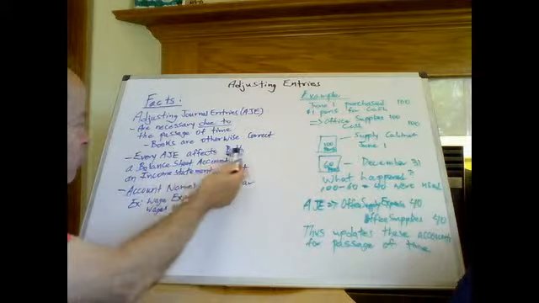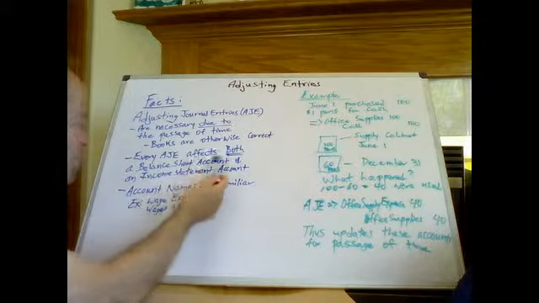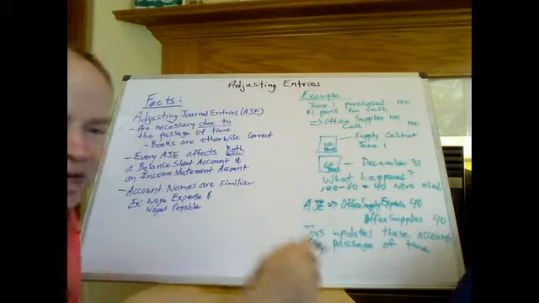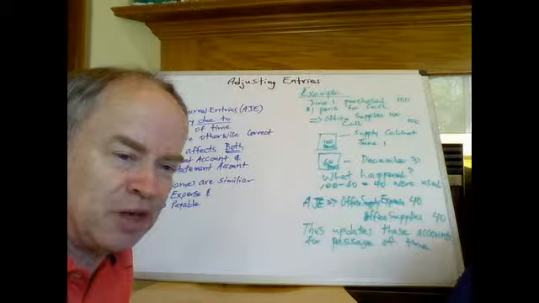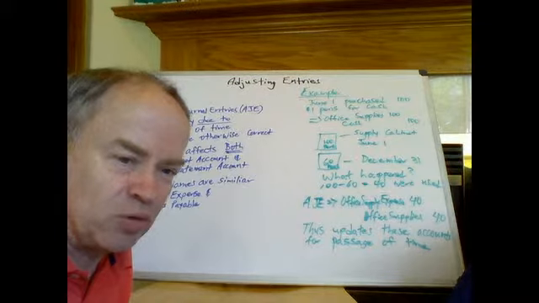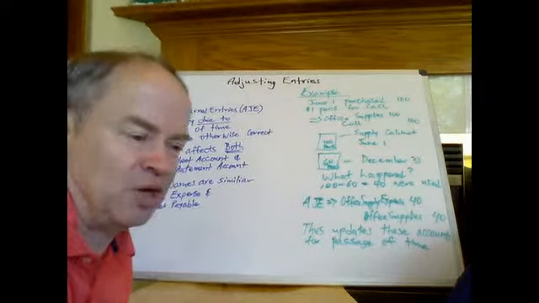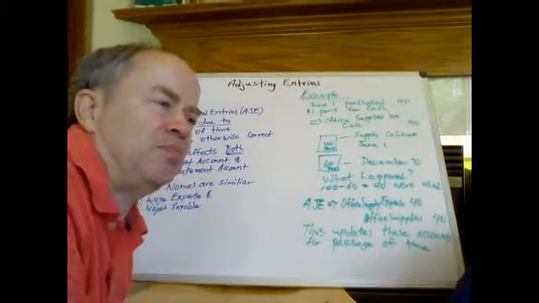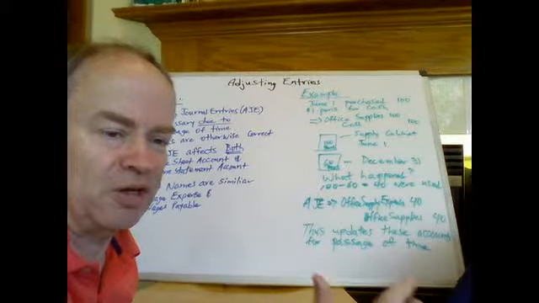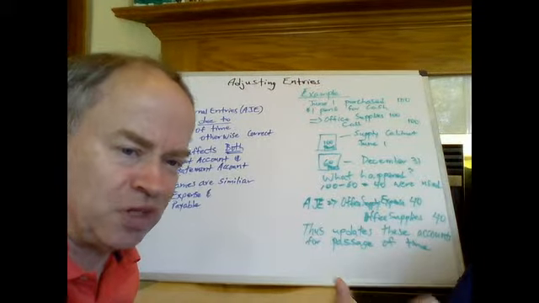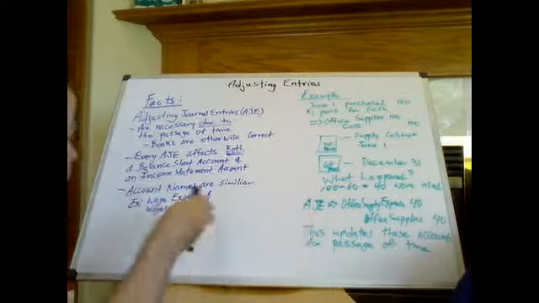Every adjusting entry affects both a balance sheet account and an income statement account. Why is that important? Well, you wouldn't have wage expense and cash, for example. You wouldn't have depreciation expense and rent expense, something like this. They have to be on different statements, so a balance sheet account and an income statement account.